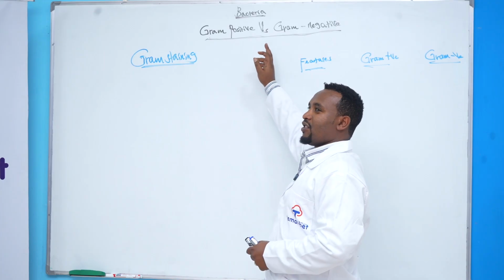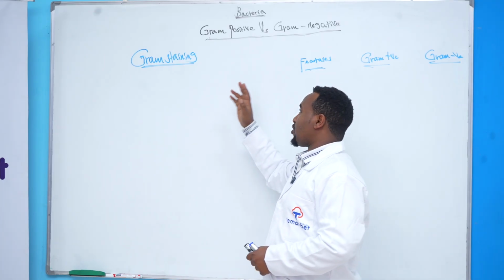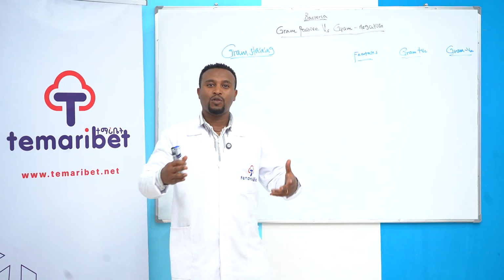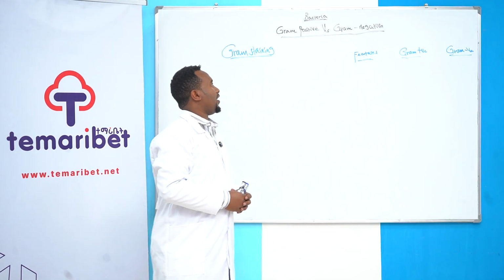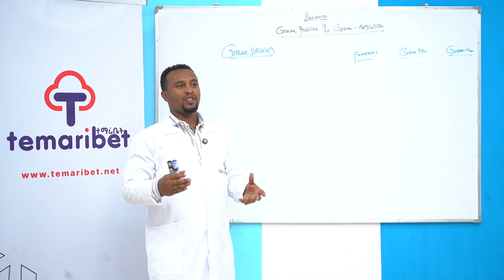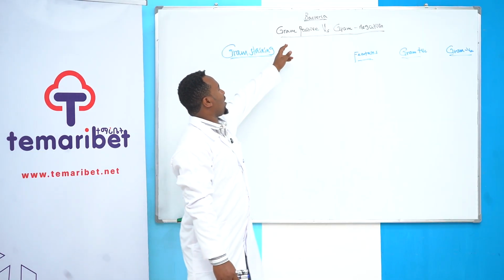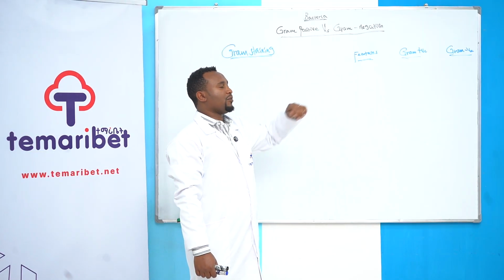This is based on the cell wall structure of the bacteria. The bacterial cell wall consists of the peptidoglycan and the outer membrane or periplasmic space. Based on this structural difference, we classify gram-positive and gram-negative bacteria.